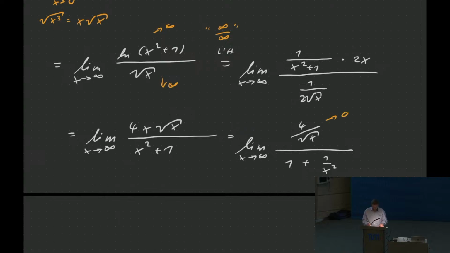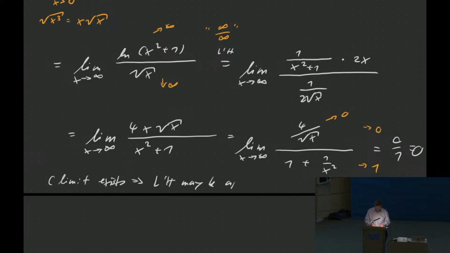Right, and now this here tends to 0. This here tends to 0, so the numerator tends to 0, the denominator tends to 1, and that means we can simply use these values here, and we get 0 over 1, which is 0. And again, the limit exists, so that means L'Hopital's rule may be applied. All right, any questions on this one?